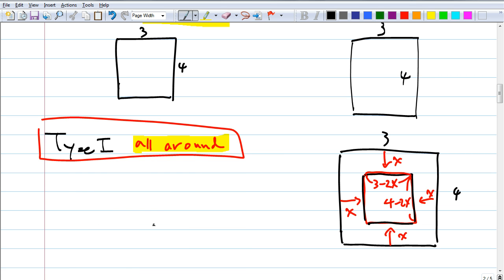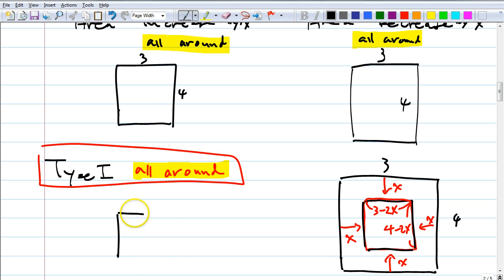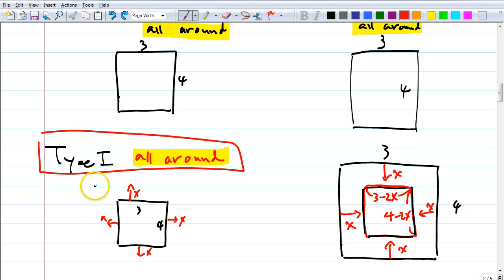Okay, so all I'm saying is, here, I had 3 by 4. Okay, that's good, I get to draw this again. 3 by 4. And somebody said, let's increase the area of this rectangle by x all around, x units. So to do that, you increase by x over here, increase this by x over here, and is that all? No, all around. So you increase by x, increase this by x. So you would have a bigger rectangle.